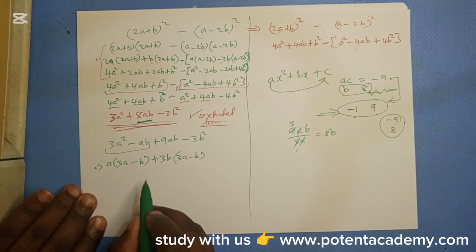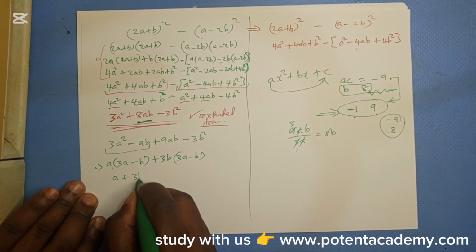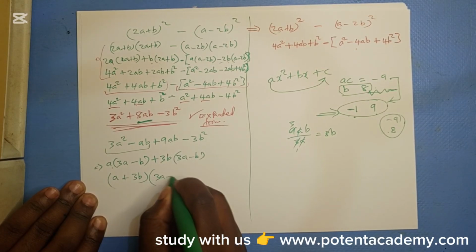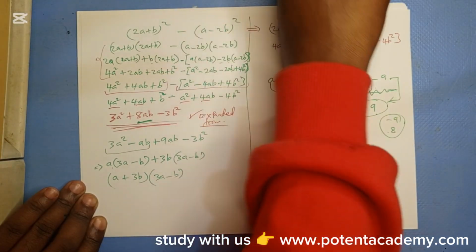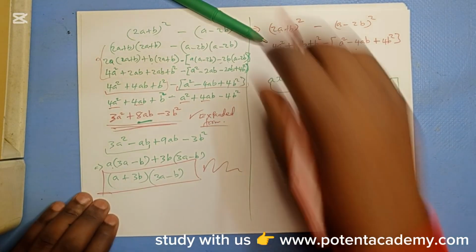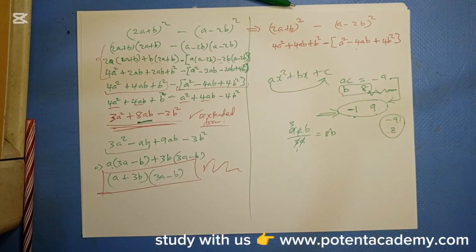Up to this point, you take this and this, a plus 3b, then one of this, 3a minus b, and there you have your final answer. This is you have expanded, then you have factorized. Alright, now we can go to question 5.